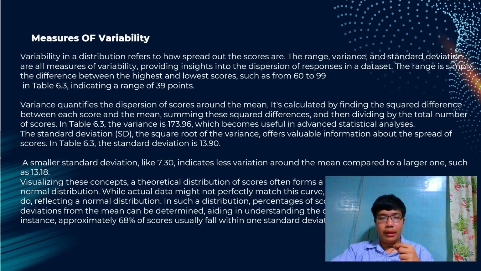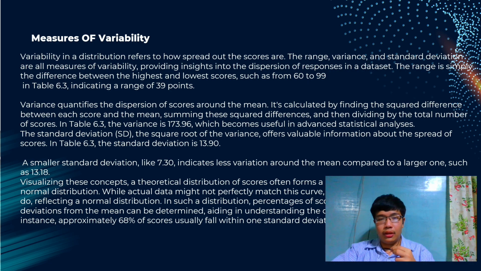Measures of variability. Variability in a distribution refers to how spread out the scores are. The range, variance, and standard deviation are all measures of variability, providing insights into the dispersion of responses in the data set. The range is simply the difference between the highest and the lowest score.